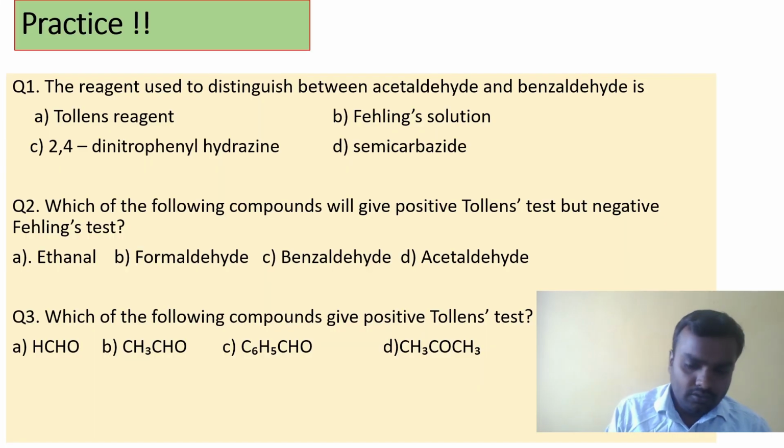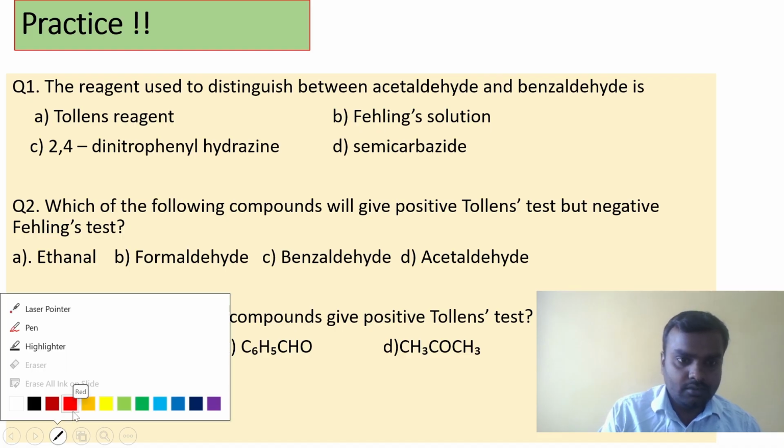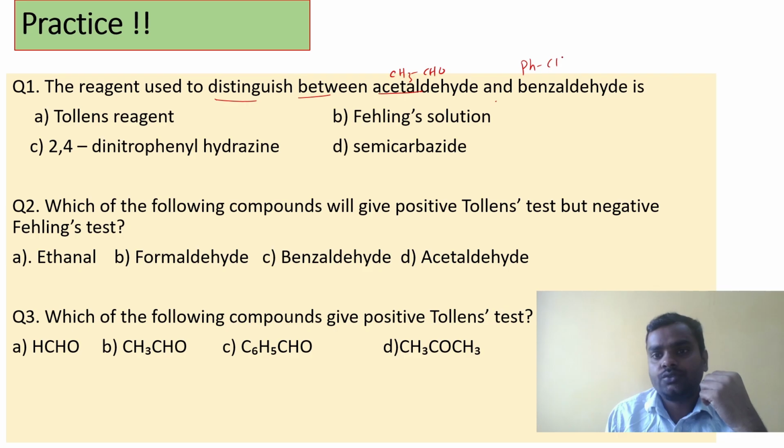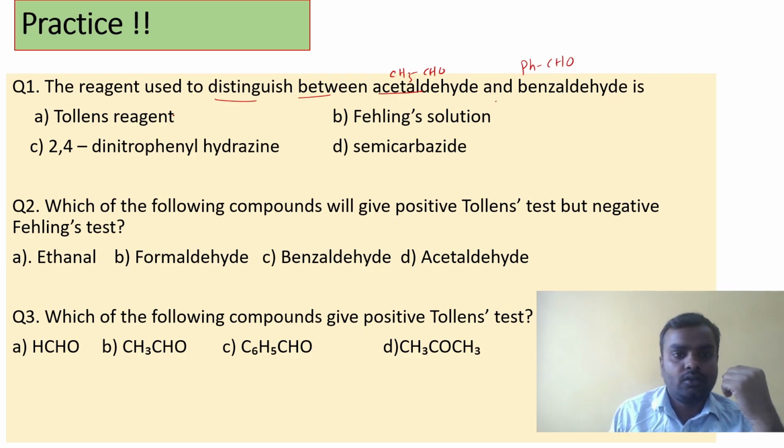Now we'll try to solve a few questions on this so that the concept will be much clearer for you. The first question: the reagent used to distinguish between acetaldehyde and benzaldehyde is? See, I told you, acetaldehyde and benzaldehyde are CH3CHO and PhCHO. That can be done only by Tollens reagent.